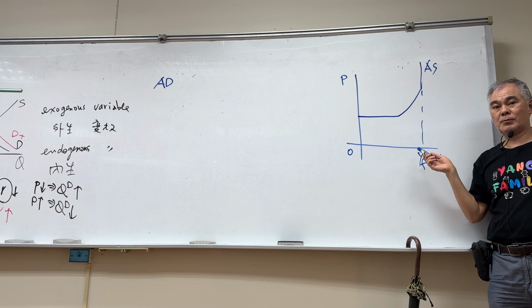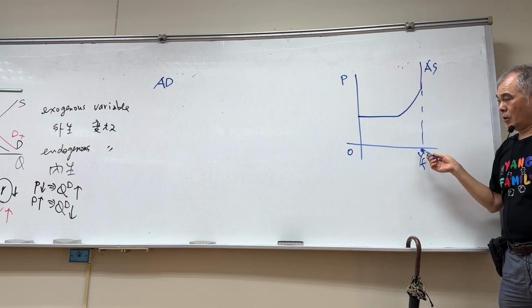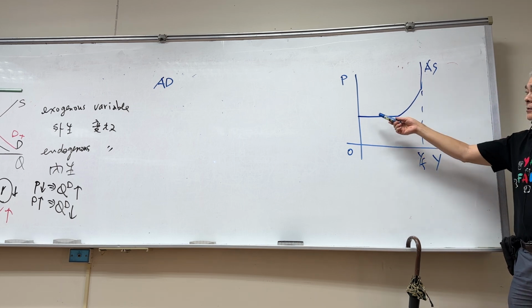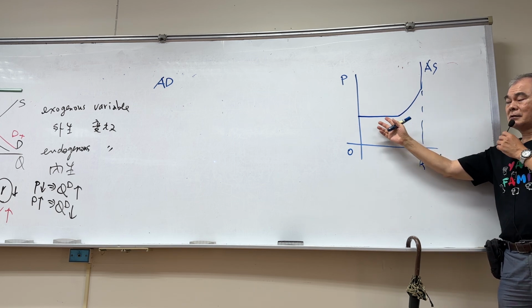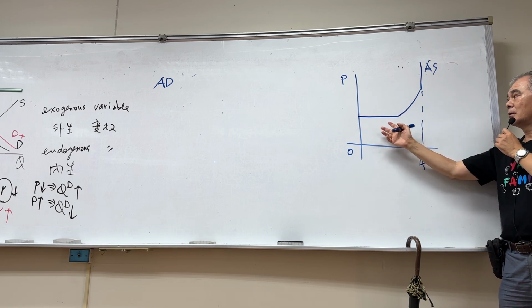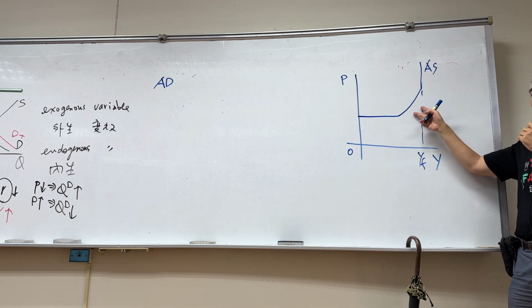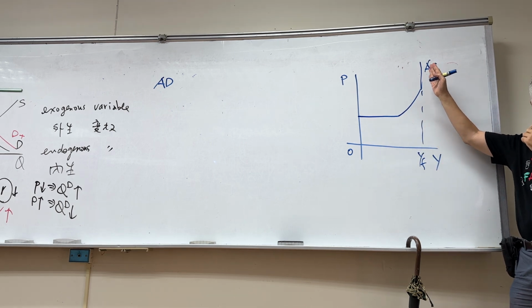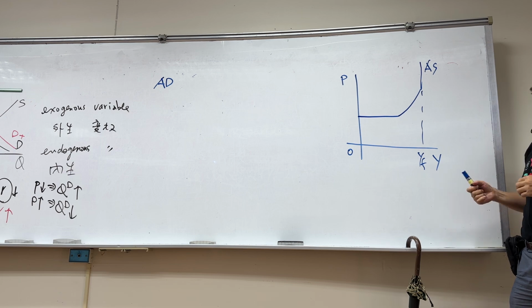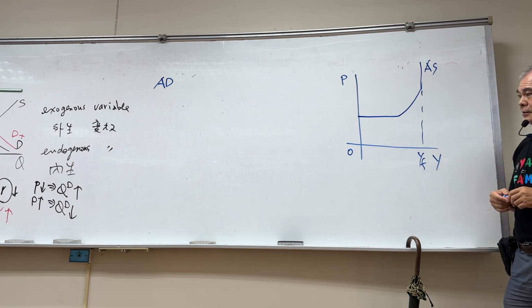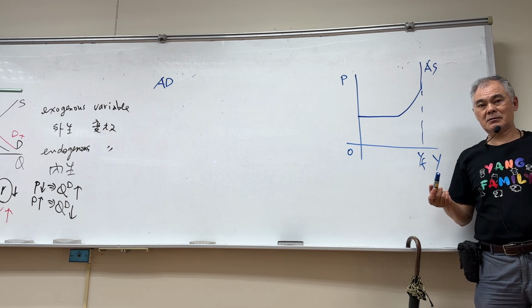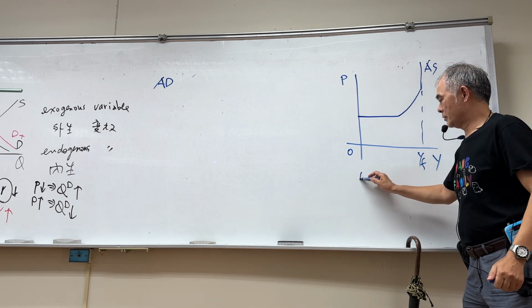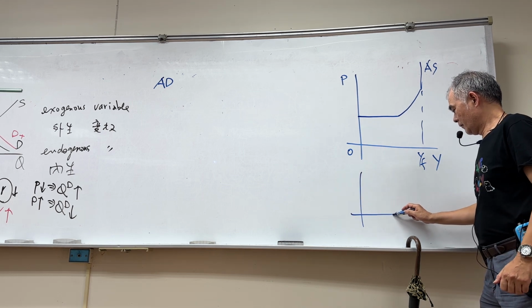You cannot produce more than this. And so this is the aggregate supply curve. Actually, we have three sections. One section is horizontal, the other section has a positive slope, and the other one is vertical, okay? So basically, this is the idea, a little bit different from what you said about individual goods and services.